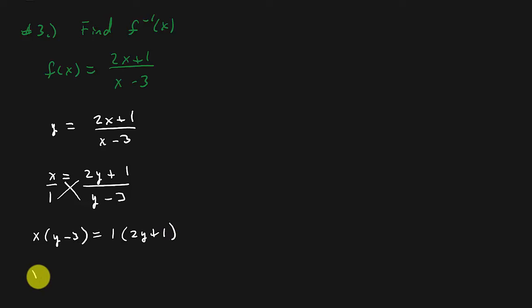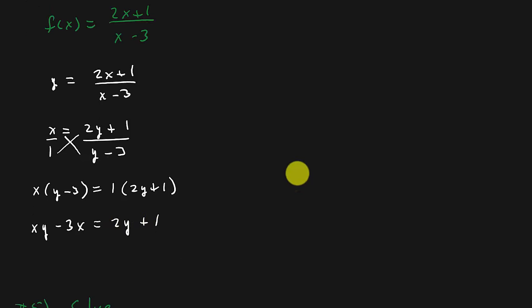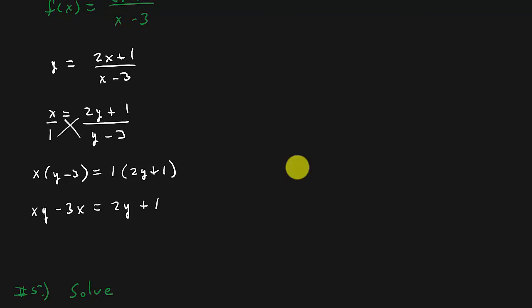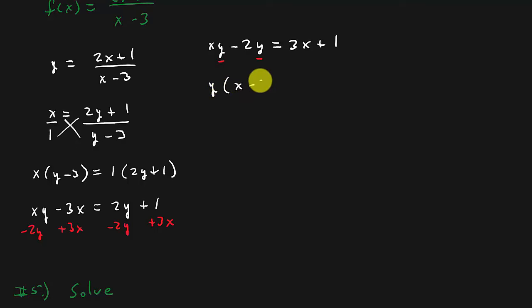Clear the parentheses, we get xy minus 3x equals 2y plus 1. And then we want to get all the x's on one side and all the y's on one side. So what I'm going to do here is I'm going to add 3x to both sides, and I'm going to subtract 2y from both sides. And so this is going to give me xy minus 2y equals 3x plus 1. And then notice here how we have a common factor of y. I can factor that out. So y times x minus 2 equals 3x plus 1.